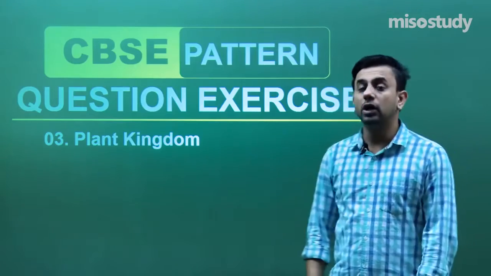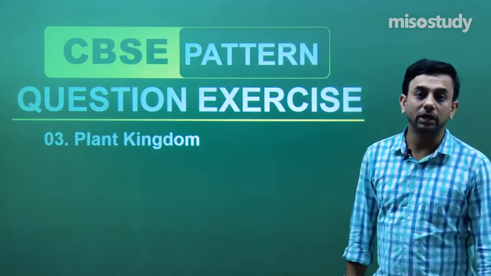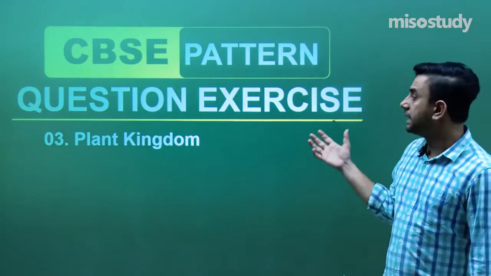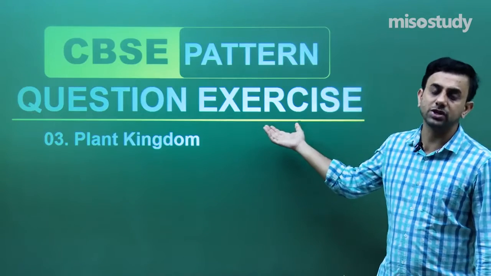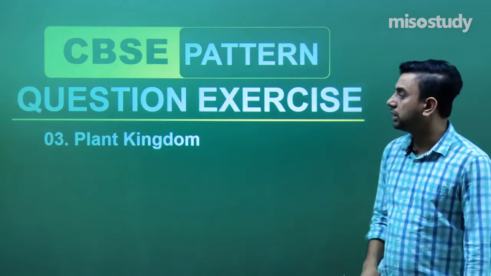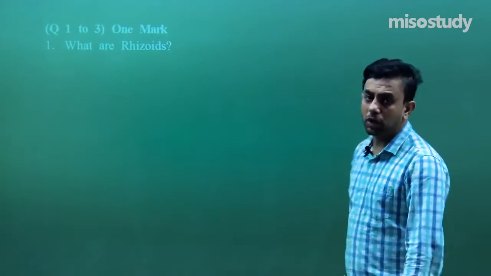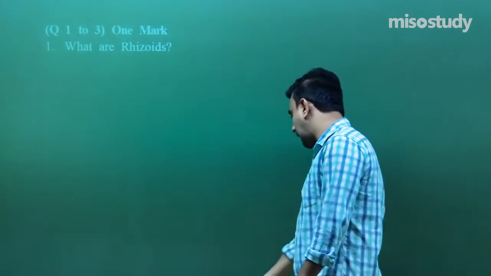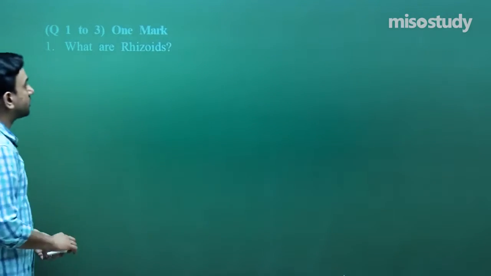Today we are going to discuss the CBSE questions on the plant kingdom. We will see the CBSE pattern questions, and let us go to the first question of this exercise. It is a 1 mark question: what are rhizoids?